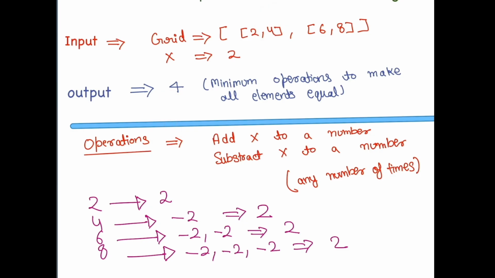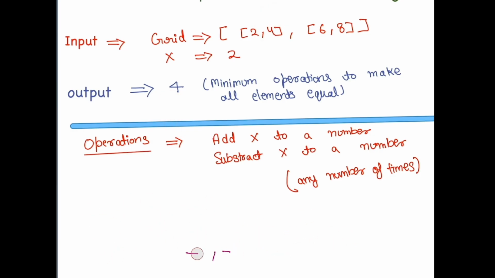Now there is one more catch. There can be a chance that you are not able to make them equal. And in that case, the output is going to be minus 1 if you are not able to make them equal. Okay, what can be that condition?